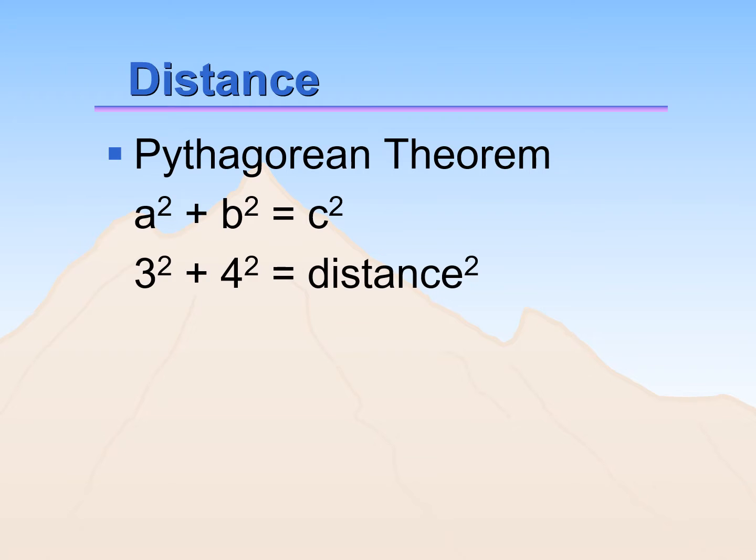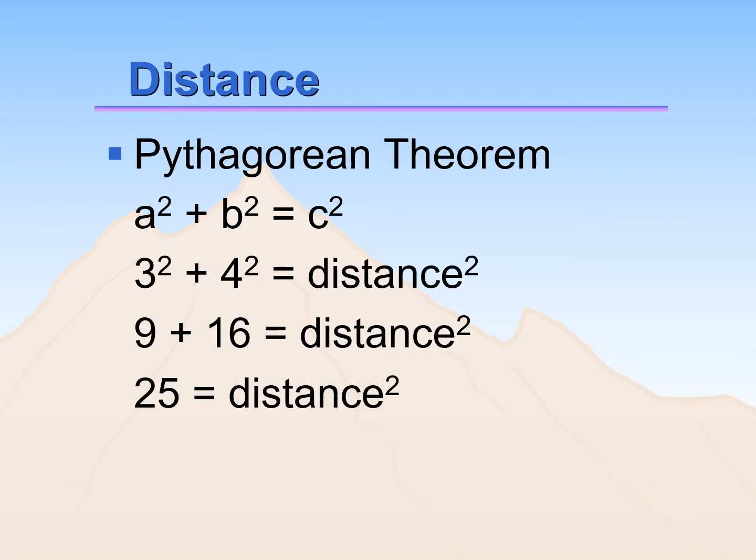So we said that the legs were 3 and 4, and that c was the distance between 0 and our complex number. So 3 squared is 9, and 4 squared is 16. So 9 plus 16 is going to be equal to our distance squared. 9 plus 16 is 25, so 25 is equal to our distance squared. What squared equals 25? Well, 5. So that means that our distance between 0 and the complex number is 5.